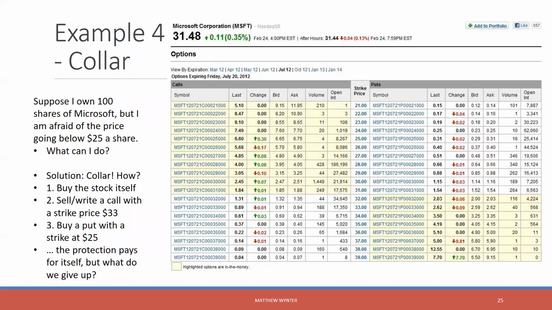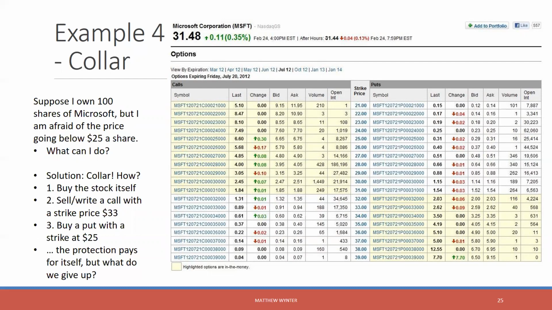Our last example is going to be a collar. In this, I want you to pause and look at these different options. What's the main intuition behind a collar? Suppose you own 100 shares of Microsoft, but you're afraid that the price is going to go down to 25 bucks a share. What can you do?